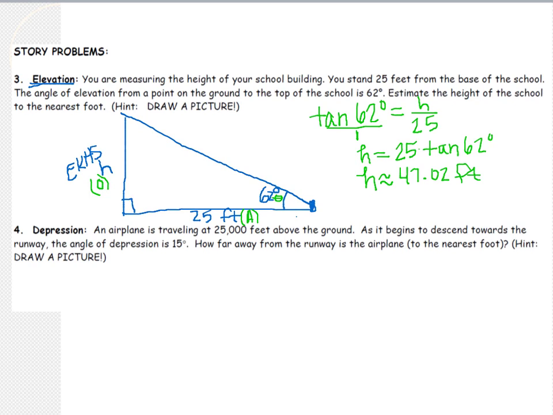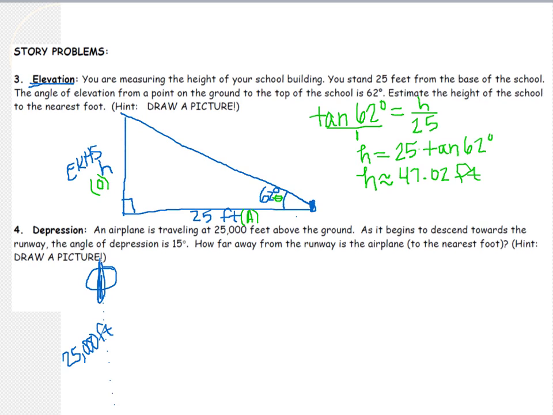So let's try an angle of depression. So an angle of depression is when you're looking down at something. So it says an airplane is traveling at 25,000 feet above the ground. So here's my airplane. Okay, and since I'm drawing it up in the air, I'm just going to make some dotted lines. Remember, this is 25,000 feet. As it begins its descent toward the runway, the angle of depression is 15 degrees.